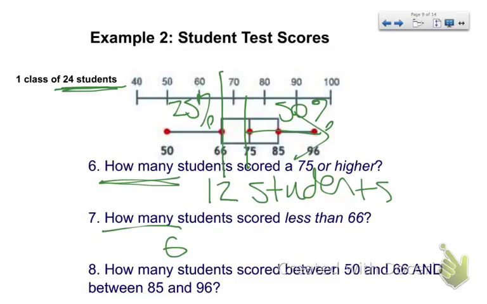Alright, and then last but not least, how many students scored between 50 and 66, and between 85 and 96? So that's where you have to remember, 25% falls between 50 and 66, and 25% falls between 85 and 96. So together, that's 50%. So that's still 12 of the students.